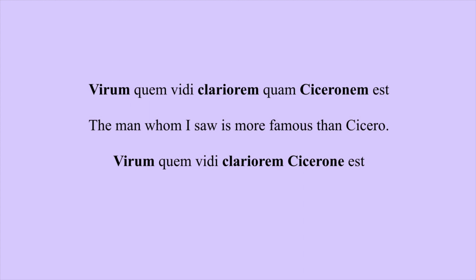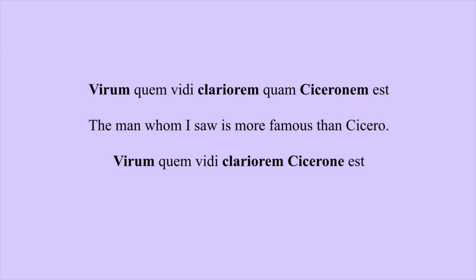So, virum quem vidi, clarior quam Cicero est. The man whom I saw is more famous than Cicero. Right, so we have virum as the accusative because it's the object of vidi. And to modify it properly, we have clarior in the accusative masculine singular. And because we're doing a comparison with quam, Ciceronem is also in the accusative. So virum quem vidi, clarior quam Cicero est.